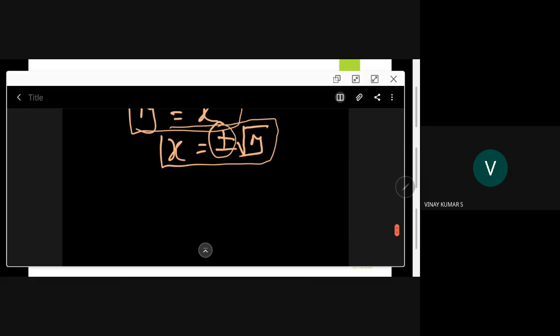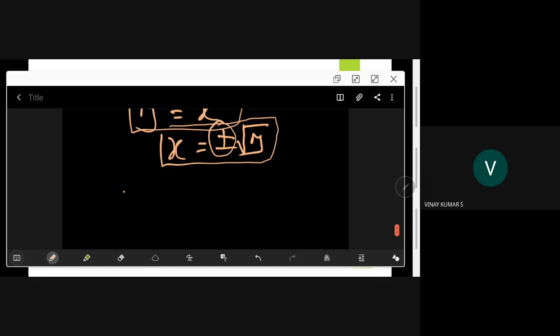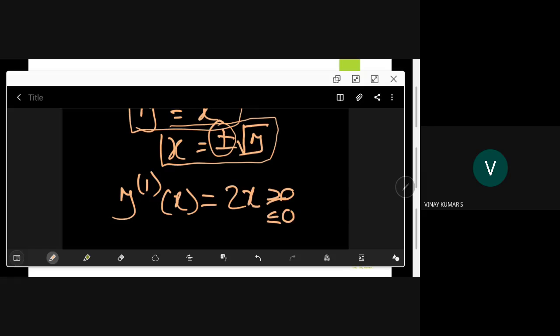In this case, the first order derivative is 2x. But you cannot say that 2x is greater than 0, because you can only say that when x is positive, it is greater than or equal to 0, and when x is negative, it is less than or equal to 0. Equal to 0 is possible when x is equal to 0. So neither can you say it is strictly increasing, nor strictly decreasing. That's why it is not invertible.